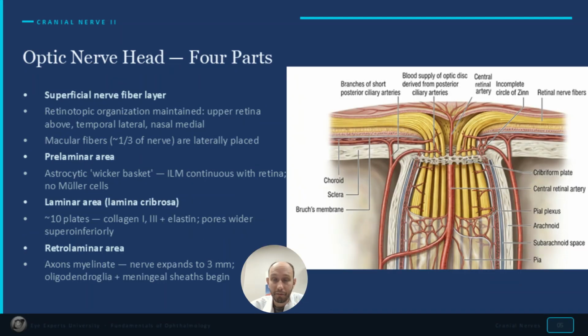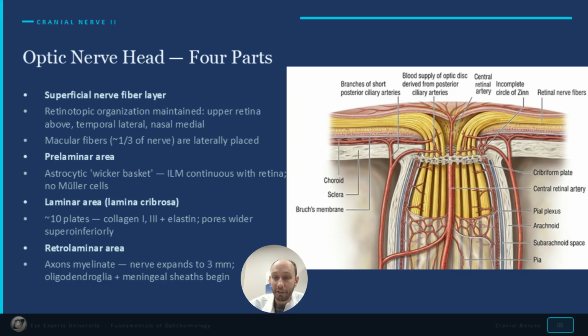The intraocular part of the optic nerve is unmyelinated, and it starts with the superficial nerve fiber layer, and it forms the optic nerve head. This is what we can see during ophthalmoscopy. The macular fibers form about one-third of the nerve, and they are placed laterally. As they flow through the nerve, they will then pass through the cribriform plate. This is where we think the stress of glaucoma starts affecting the nerve and slowly induces optic nerve atrophy. The cribriform plate is pretty dense collagen.